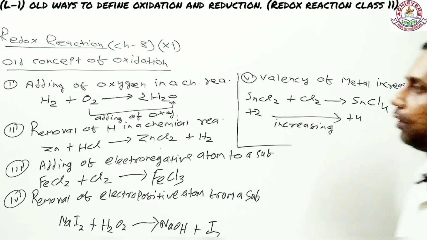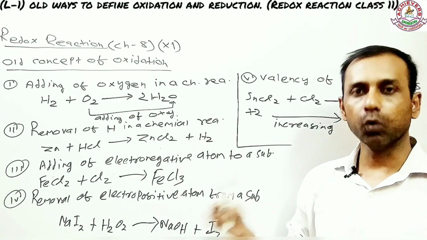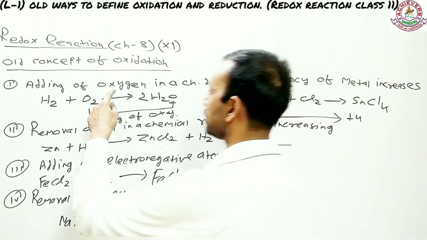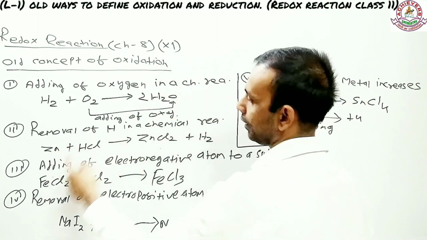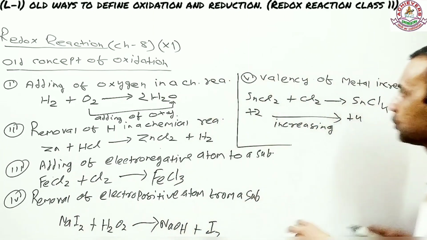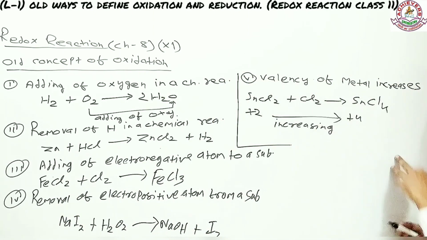So I've given you 5 definitions according to the older concept. What are these older concepts? First, addition of oxygen, removal of hydrogen, addition of electronegative atom, removal of electropositive atom, and the last one, if the valency of a metal increases in a chemical reaction. So this is how you can find out what an oxidation reaction is, right?